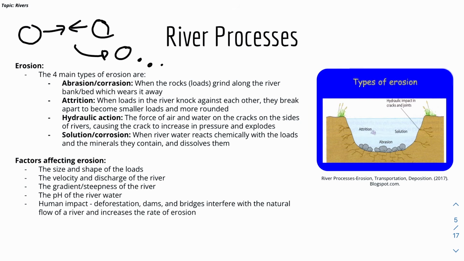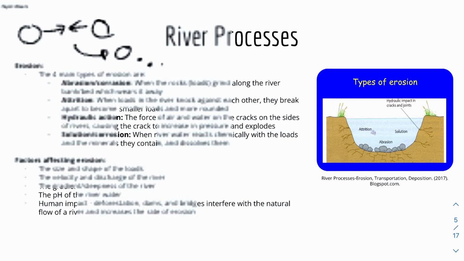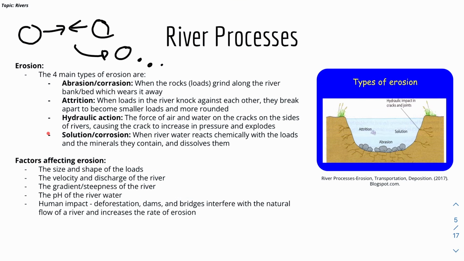And then we have hydraulic action, which is when the force of air and water on the cracks of the sides of rivers causes the crack to increase in pressure and explode. So what it means is that, let's say you have this diagram here, we have these cracks right here. They are mostly filled with water or air, right? So when the river flows, more air and more water might get into these cracks, which might increase the pressure and explode. So that's one of the ways of erosion. Then we have solution or corrosion, which is when the river water reacts chemically with the loads and the minerals they contain.